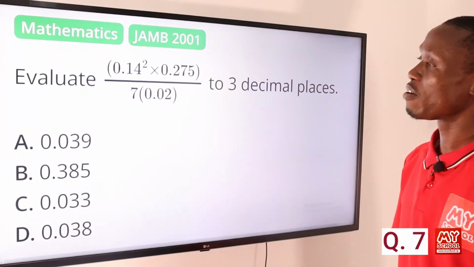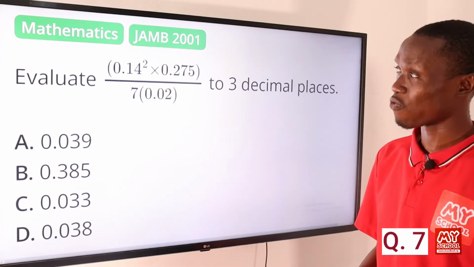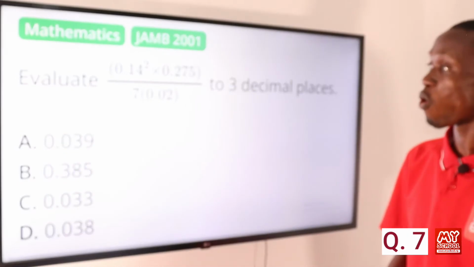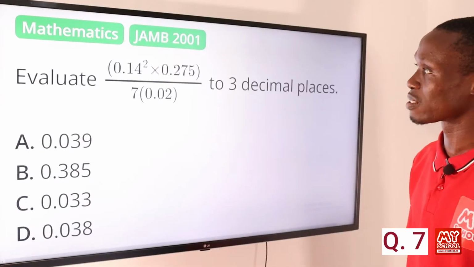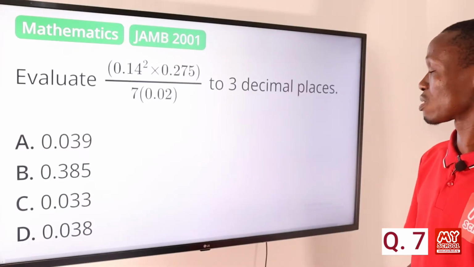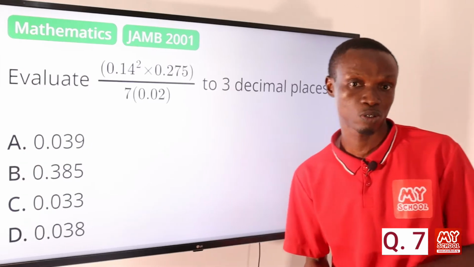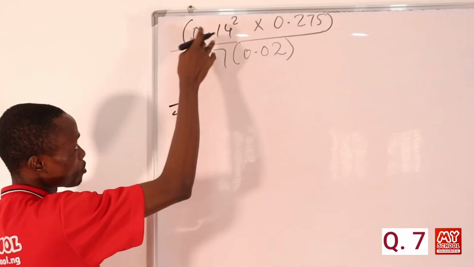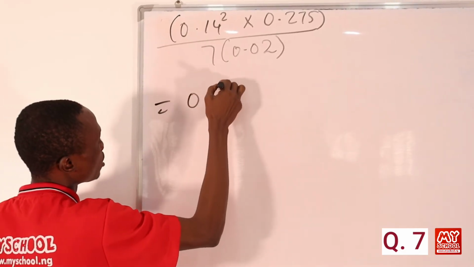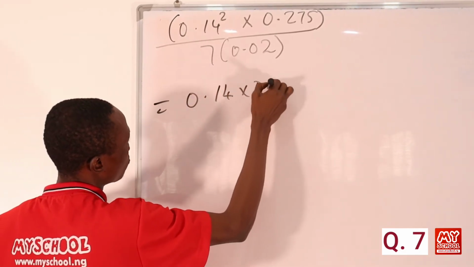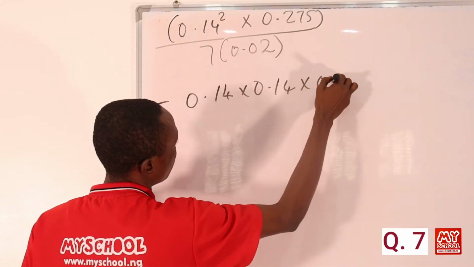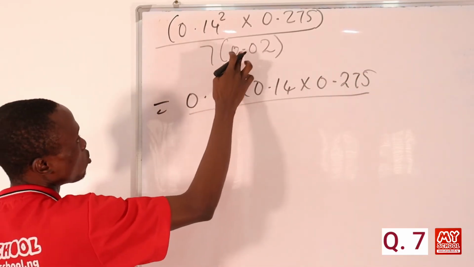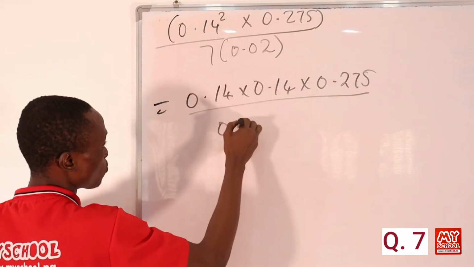Question 7. Evaluate 0.14 squared times 0.275, in bracket, over 7 times 0.02, in bracket, to 3 decimal places. So let's move to the board to provide answer to this question. So basically it's just for us to multiply out. So this is the same thing as 0.14 times 0.14 times 0.275 over 7 times 0.02, that will be equals to 0.14.